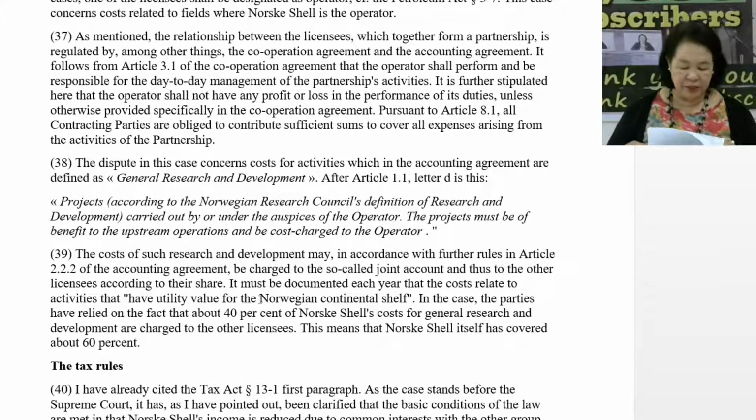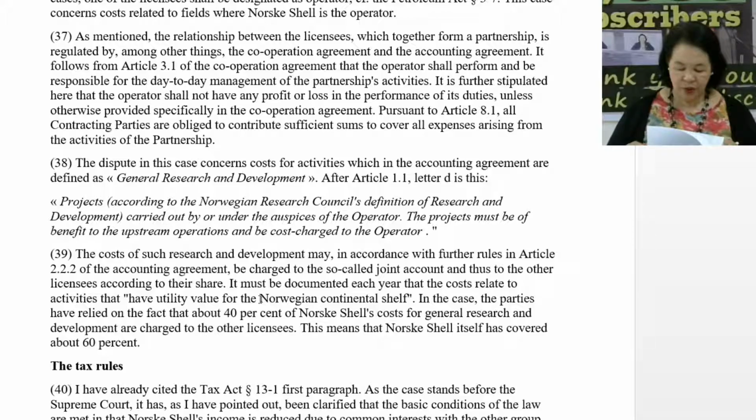Pursuant to Article 8.1, all contracting parties are obliged to contribute sufficient sums to cover all expenses arising from the activities of the partnership. The dispute in this case concerns cost for activities which in the accounting agreement are defined as general research and development. No? So yun yung sa accounting.